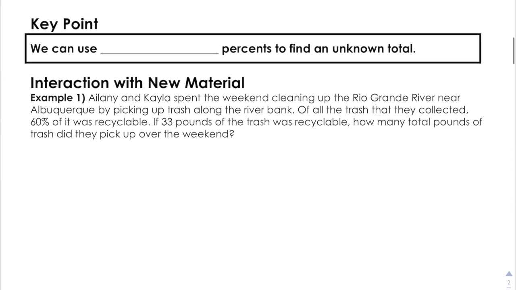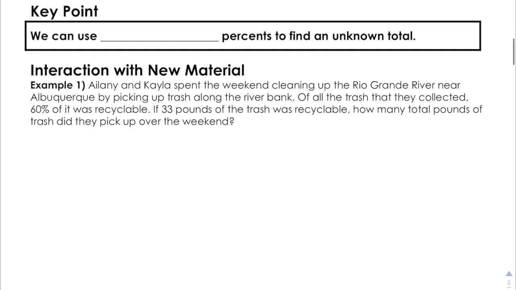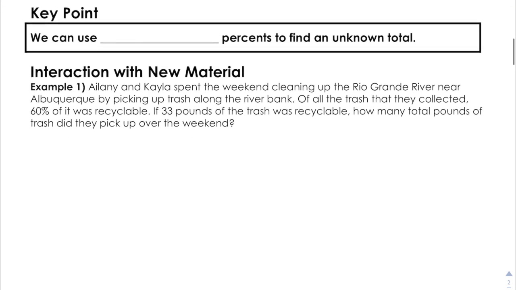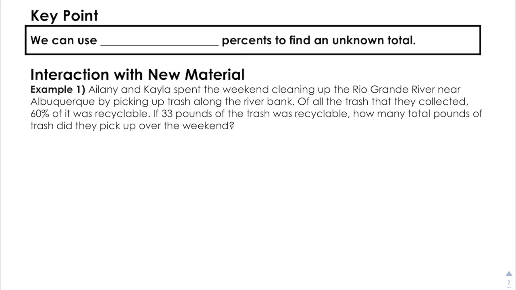So just like normal, we have a key point. This time I can't make you guess what it is because I don't know what you're guessing. But see if you can figure it out on your own. It says we can use blank percents to find an unknown total. Think about what we did in this last problem. What was that 25%? See if you can come up with it. I'll give you a second.